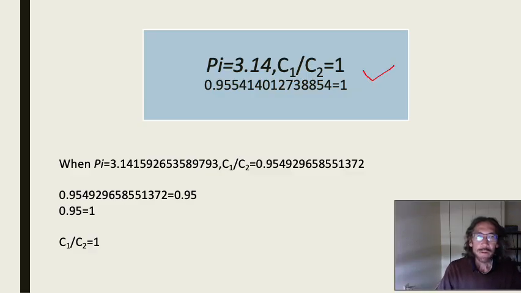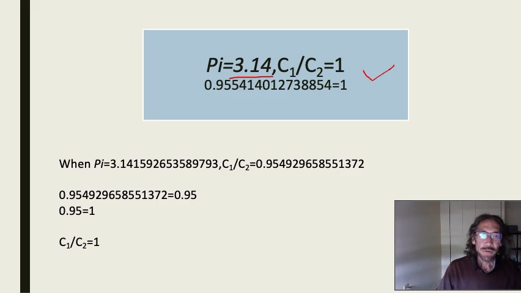Here is the proportional value of circumference 1 and circumference 2 at 1 with pi at 3.14. The value is actually 0.95541401227388854, and this is consistent with each circumference 1 and circumference 2 value when you look at the proportion between the two values.